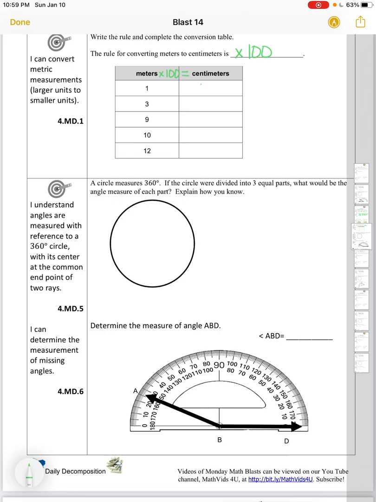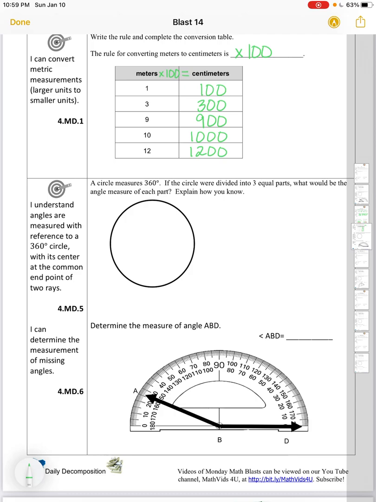1 meter times 100 is 100 centimeters. 3 meters times 100 is 300 centimeters. 9 meters times 100 is 900 centimeters. 10 meters times 100 is 1,000 centimeters, which is 1,000. 12 meters times 100 is 1,200 centimeters, the same as 1,200.